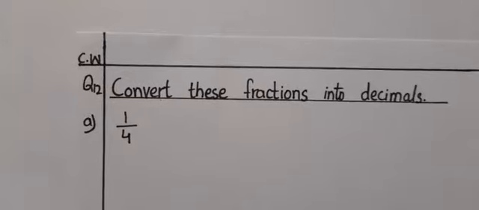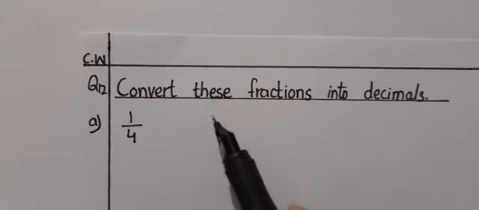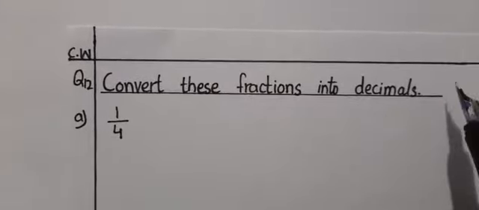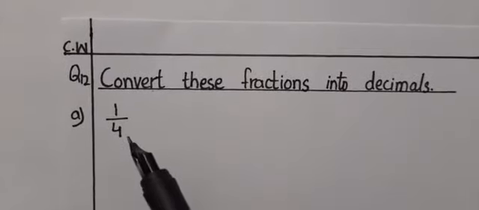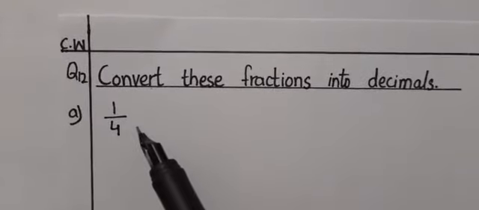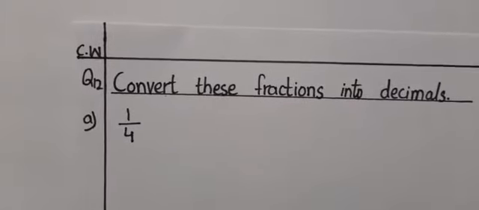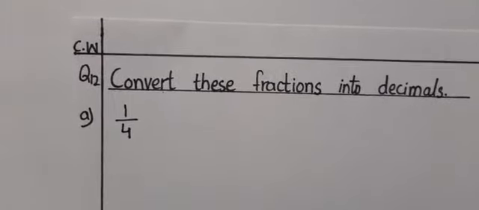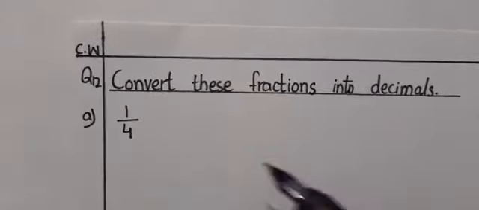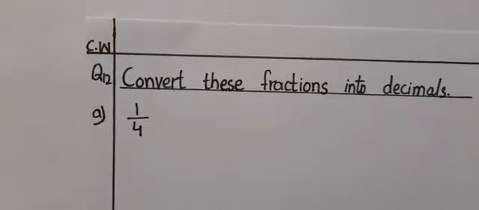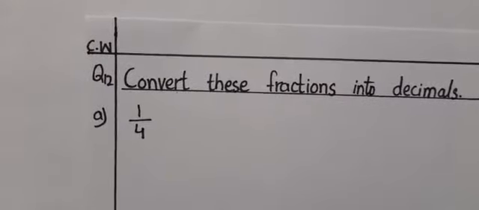After doing the activity, we will solve question number 12, convert these fractions into decimals. And as you all know, a decimal should have 10, 100, 1000 and multiples of ten in the denominator. So here it is 4. Can I make 4 into 10? No. In the table of 4, 10 does not come.